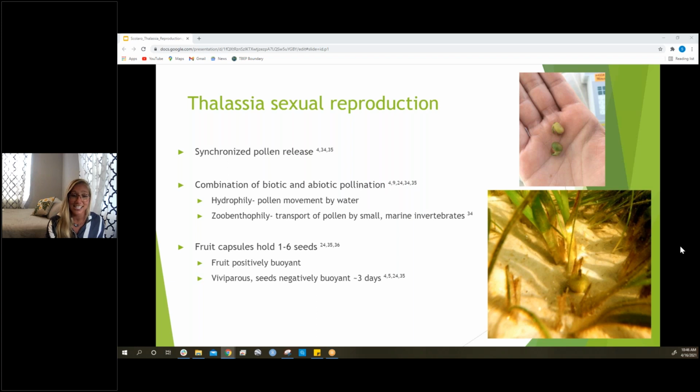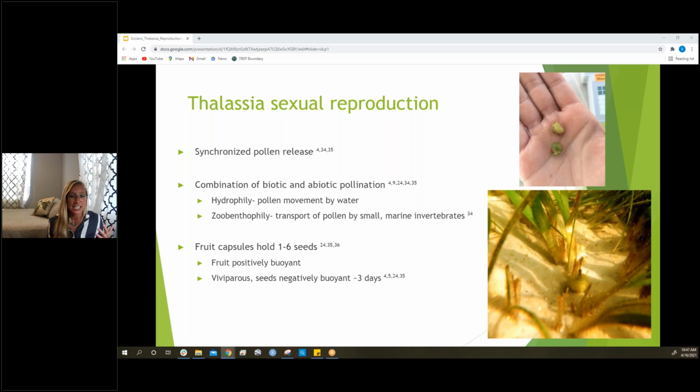Biotic pollination is done through what's called zoobenthophyly, which is the transport of pollen to female flowers by small marine invertebrates. And if you haven't seen a video of the zoobenthophyly, I highly recommend watching it. It's pretty amazing. I'll drop a link to the YouTube video after this presentation if you're interested.